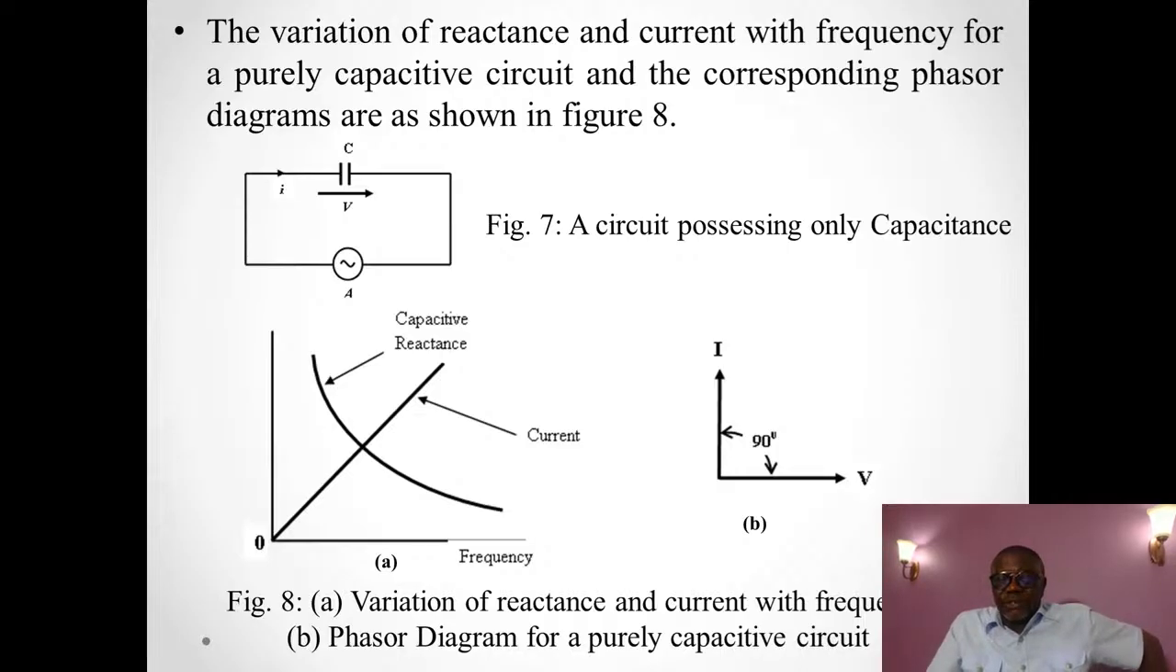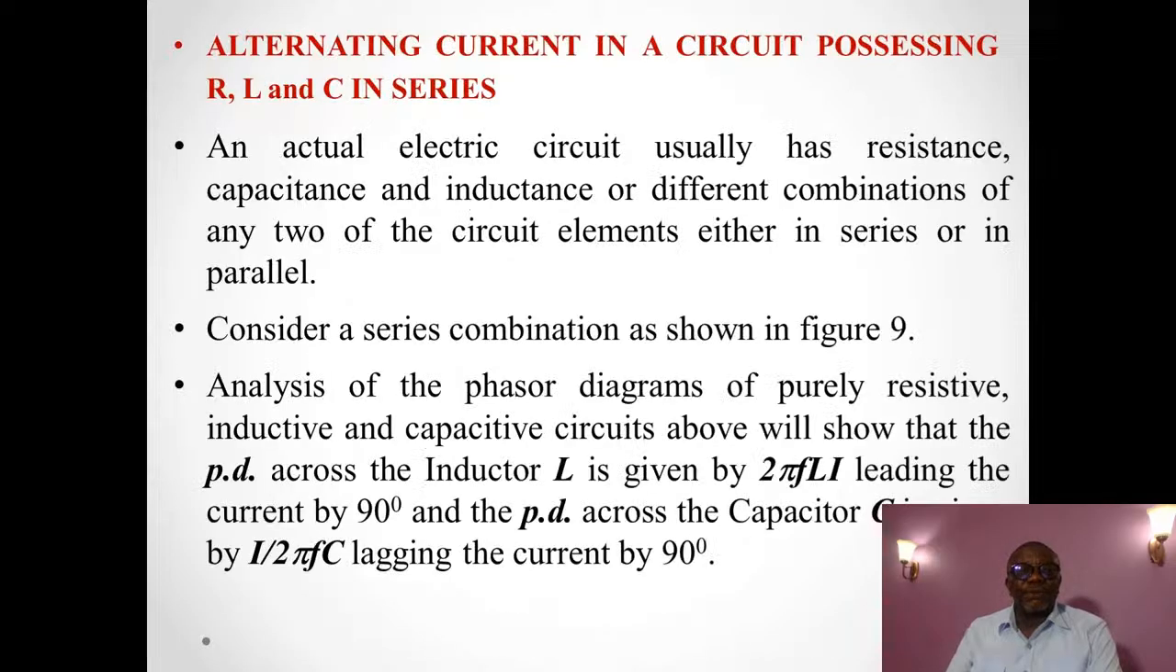And the phasor, like before, is 90 degrees. But the y-axis is I, while the x-axis is V. So there's more difference in the phasor diagram. So let's see what it leads us to.